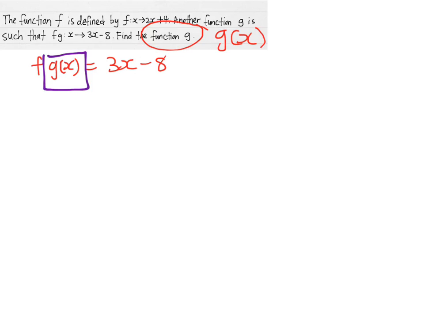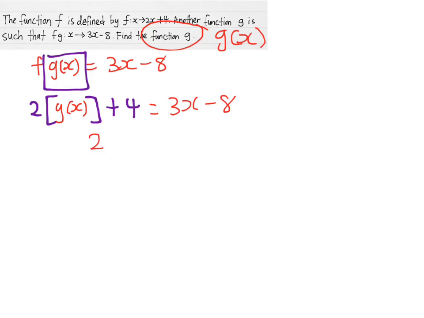So now you want to find g(x), and then you got f(x). f(x) is 2x plus 4. So you assume g(x) is the x. So now you got f(g(x)) is 2g(x) plus 4, and this will equal to 3x minus 8. Then what is g(x)? You do not know what is g(x), so you write the g(x) over here because you want to find g(x). So you just solve this equation, you can get the g(x).